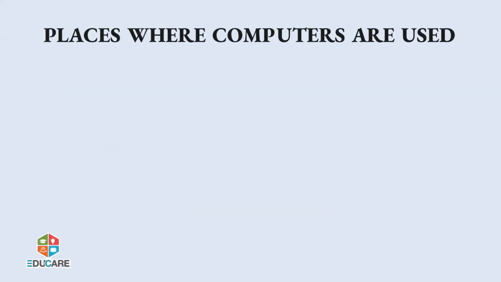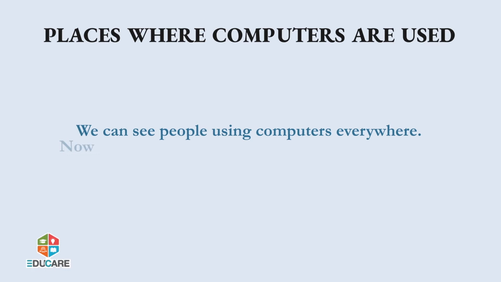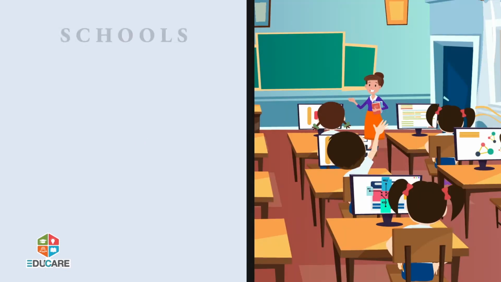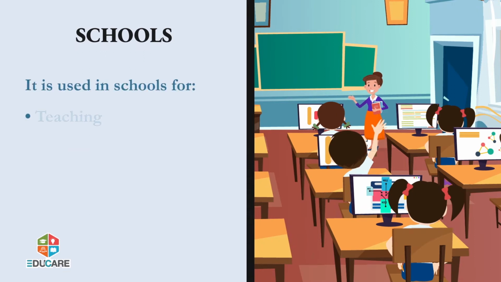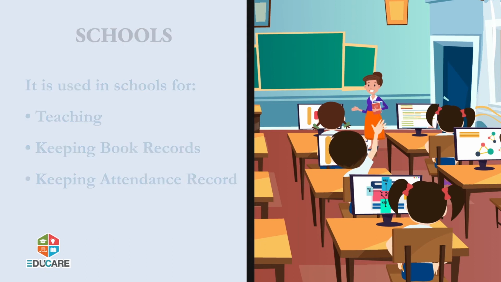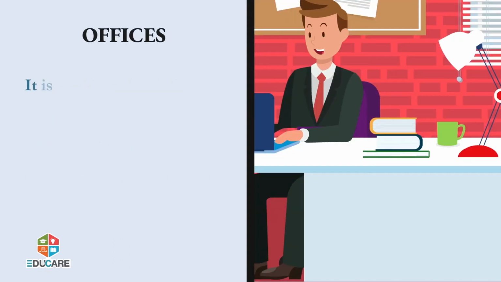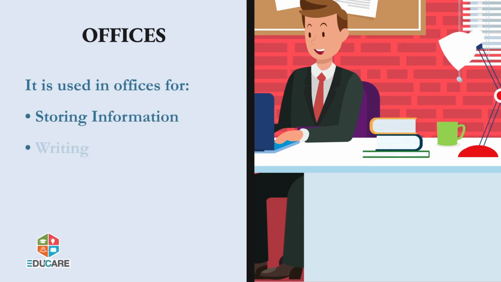Places where computers are used. We can see people using computers everywhere. Now let us see what computers do at different places. School. It is used in schools for teaching, keeping book records, keeping attendance record. Offices. It is used in offices for storing information, writing emails, printing letters.